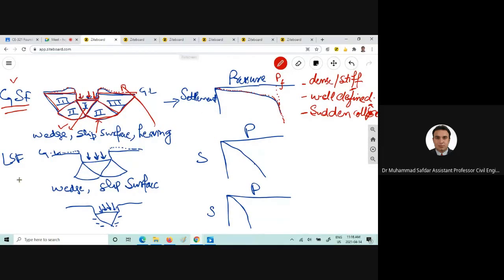Now there is another type, which is the local shear failure. In case of local shear failure, we will be having a wedge, which is the elastic wedge, and a slip surface, and partially we will see this heaving or bulging phenomenon, but it's not prominent in case of the local shear failure. Now this will occur in high compressibility soils.